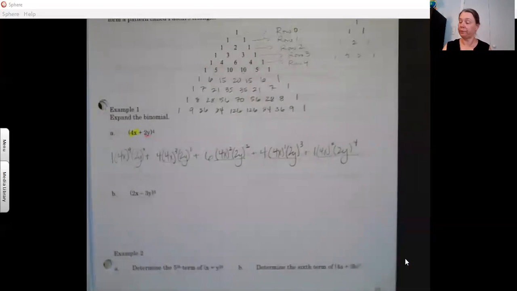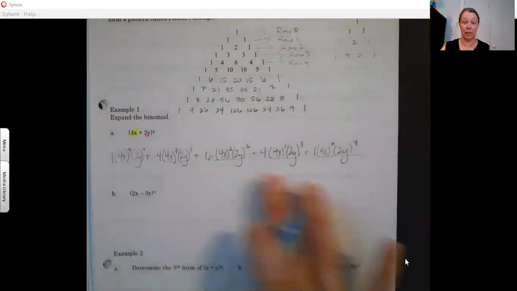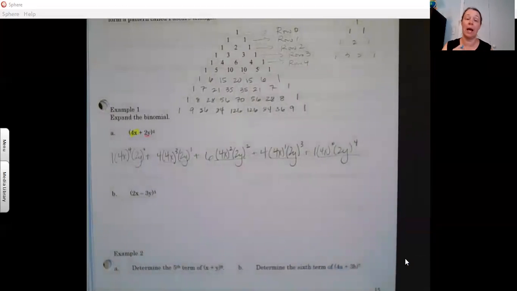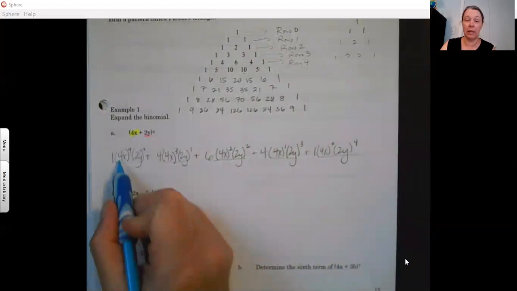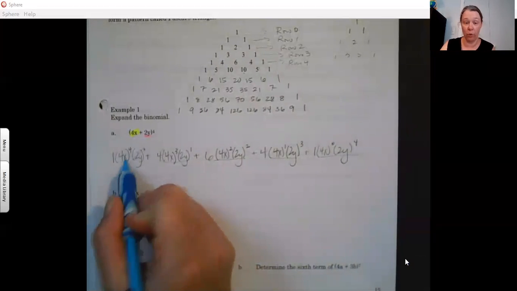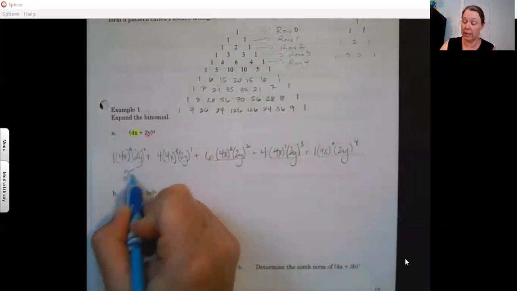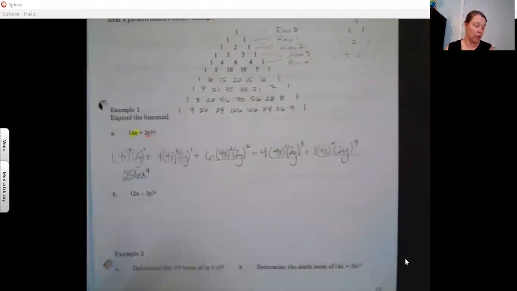Now notice, I put each of these in parentheses because the power is applied to everything. It's not just on the variable, it's on the whole thing. So for this here, this is 1, but I need to think of this as 4 to the 4th and x to the 4th. So that's 256x to the 4th.